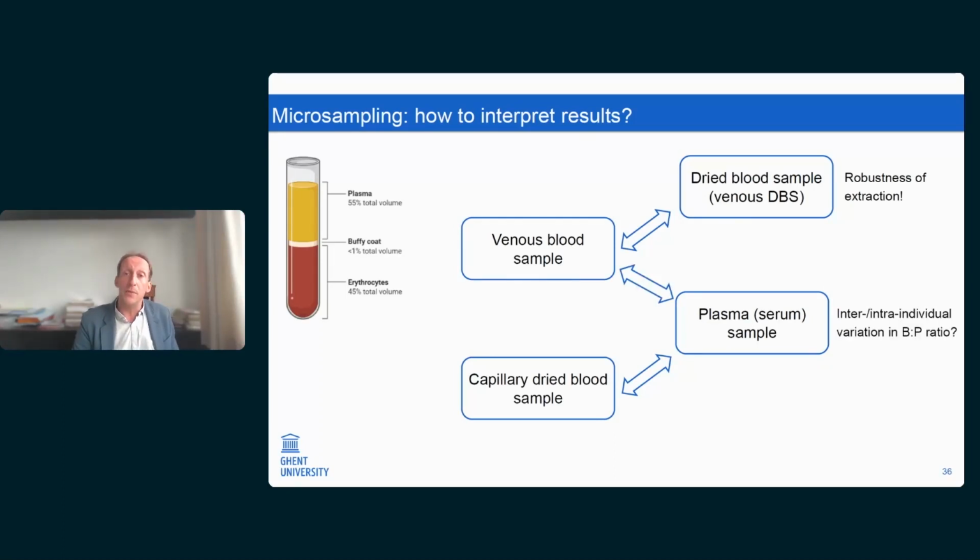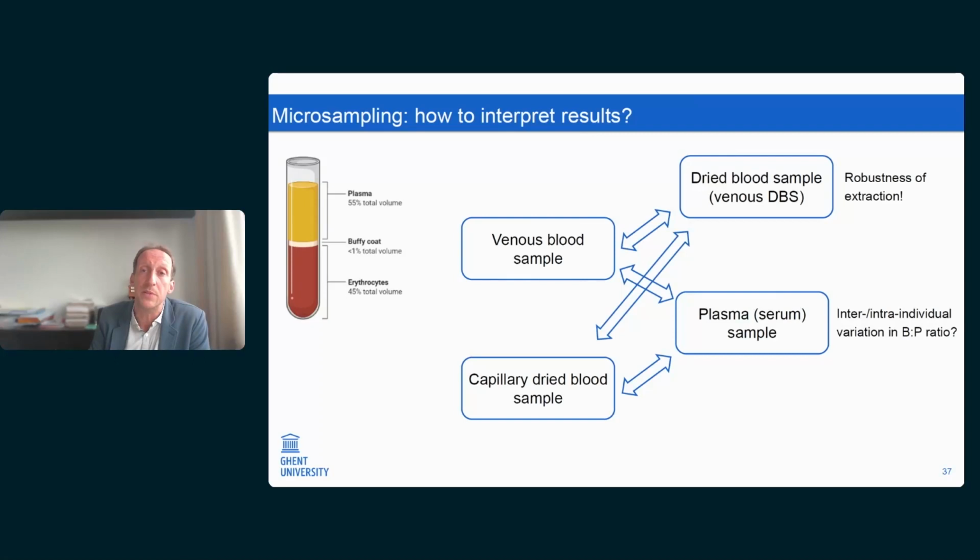Likewise, it may be important to look at the venous blood plasma ratio, because there could be differences inter- or intra-individually, and you could also have variation in the blood plasma ratio. So it is important to define this, because if there's a large variation in the blood plasma ratio, it may imply that you cannot simply translate a blood concentration into a plasma concentration. And you may wish to work with blood concentrations rather than plasma concentrations.